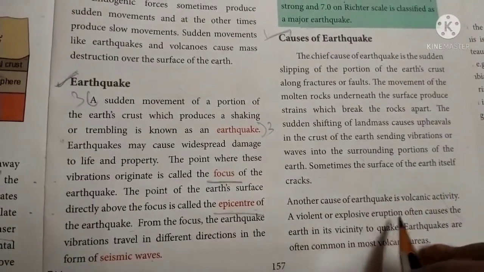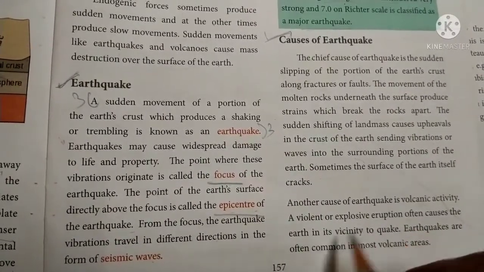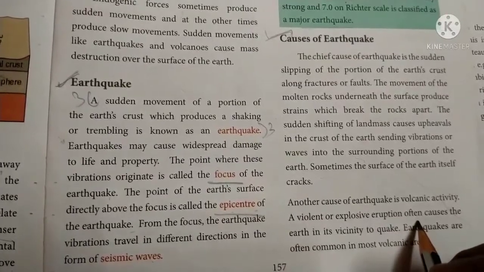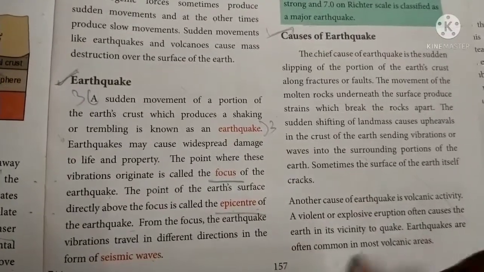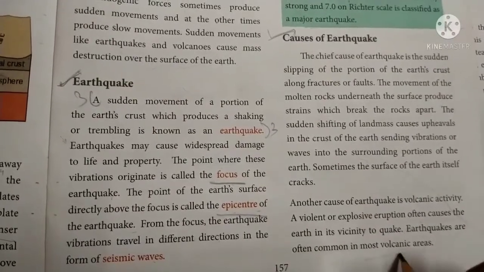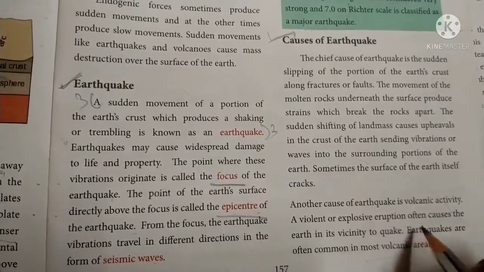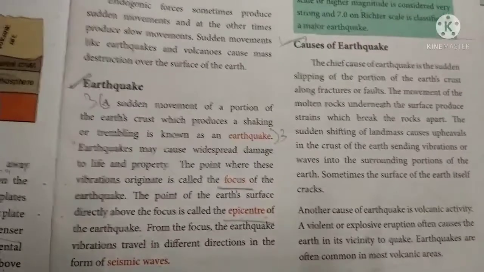A violent and explosive eruption causes the earth in its vicinity to quake, okay. After earthquakes, volcanic eruptions will often happen. And earthquakes are also common in most volcanic areas. So volcanic eruptions and earthquakes commonly occur together.